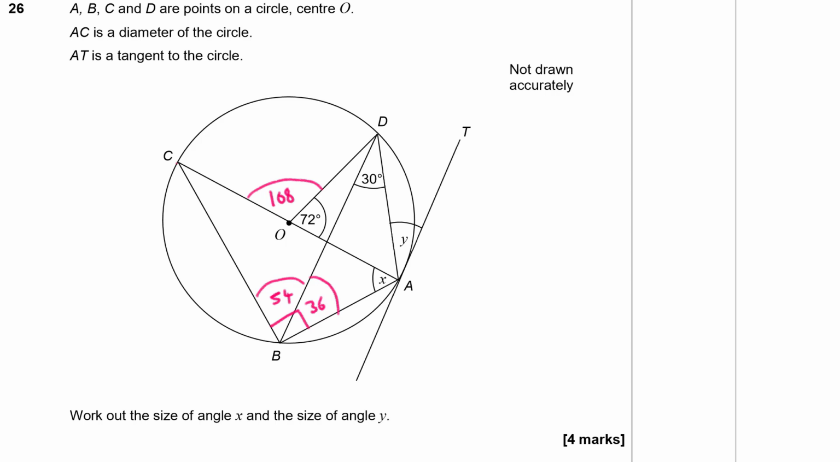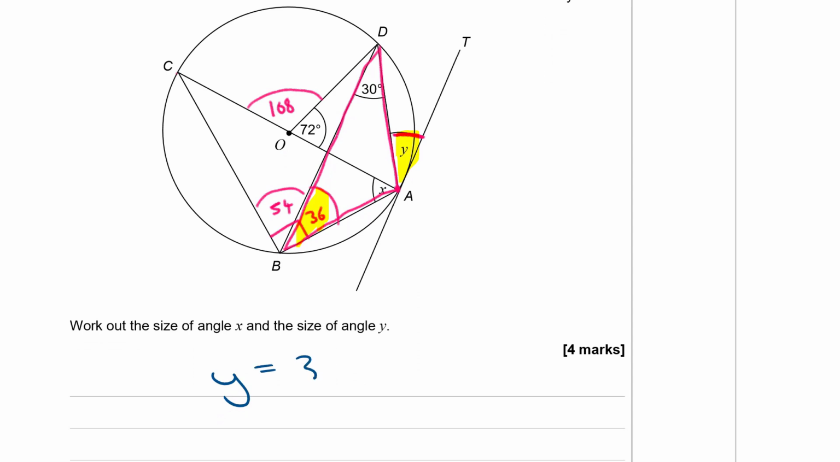Okay, now coming over to our tangent, we've got a tangent here and this angle here is y. I've got a tangent and a chord drawn at the point of contact, so the angle subtended here, look, that is the alternate segment theorem. Using the alternate segment theorem, I can see that that's got to be equal to my y value, so this one here and this one here are equal, so y equals 36 degrees.